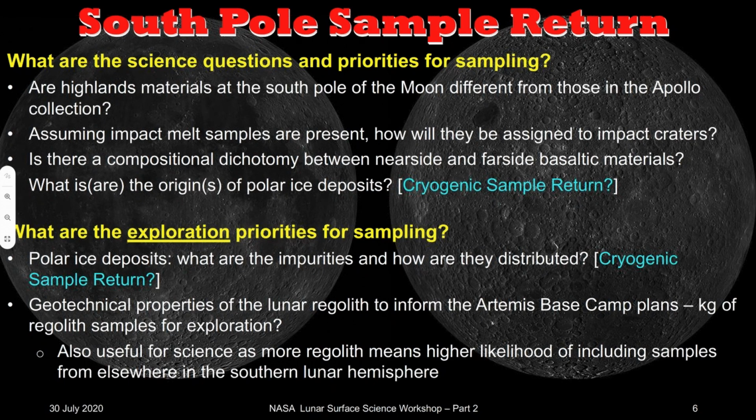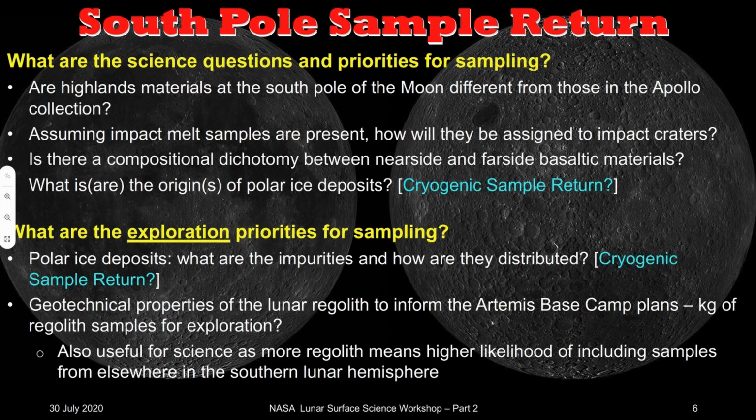And again, assuming impact melt samples are present, there's an issue of how we then assign them to impact craters. So there's going to be quite a forensic analysis in order to do that. And will we ever be able to do that with complete confidence?